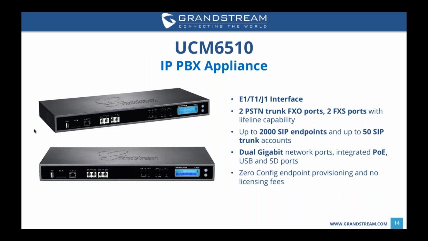To wrap up our UCM discussion, if you need a device that supports E1, T1, or J1 ports, or you need support for up to 2,000 users or endpoints, you want the 6510, and those are the two main differences there. It gives you E1, T1, J1 interface and ports built right in, as well as support for up to 2,000 endpoints and users. Everything else, the interface, the features and functionalities that it offers, are exactly the same as the 6200 series. This is basically the higher capacity UCM model.